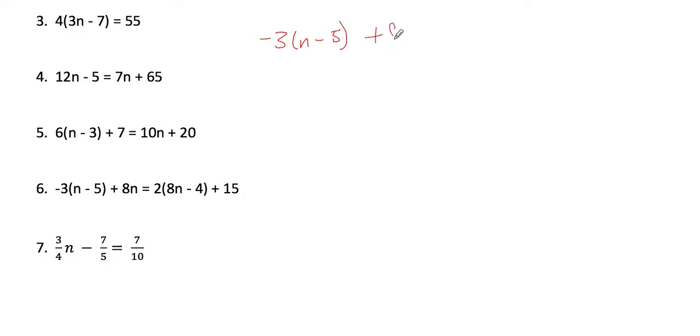So plus 8n equals 2 times 8n minus 4 plus 15. Wow. Not even sure I can do this one. All right, here we go. Let's do it. Let's get rid of the parentheses, okay?